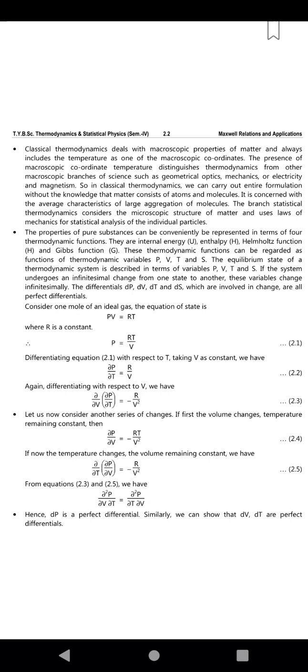By using the equation PV equal to RT, we can write V equal to RT upon P, and by taking the differentiation of V with respect to T and with respect to P by keeping the other variable constant, we get the same equation.